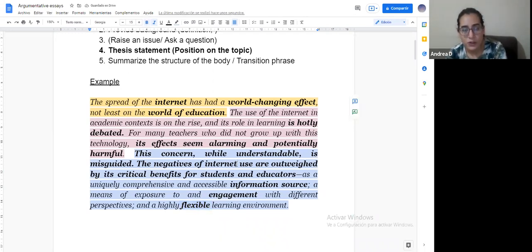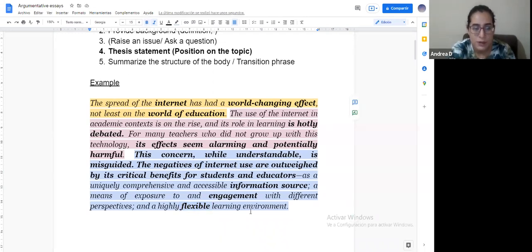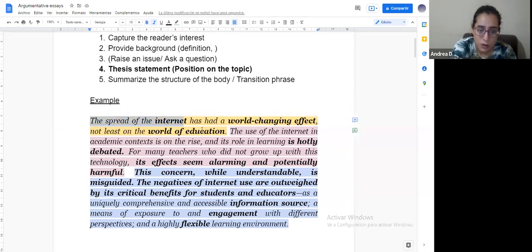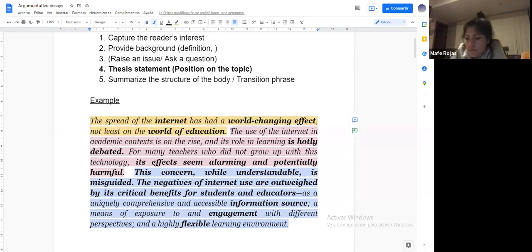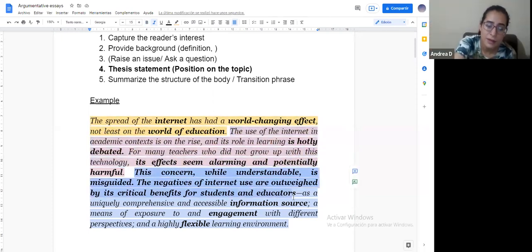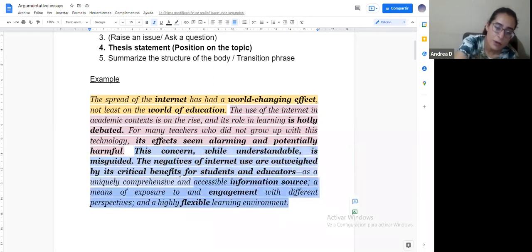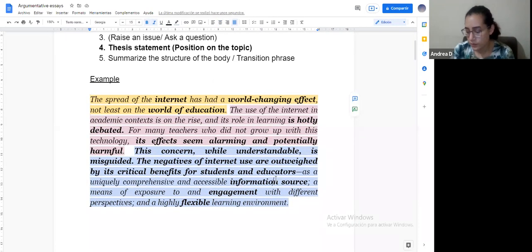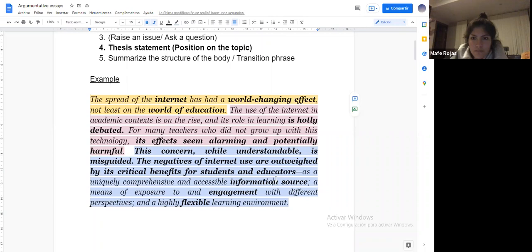So those are the elements of this introduction. First, he has the hook. Then he has the context, the background. Then the thesis statement. And then the summary of the body paragraphs. So the summary of the reasons that he's going to present. Okay. So you see how this is? The introduction.